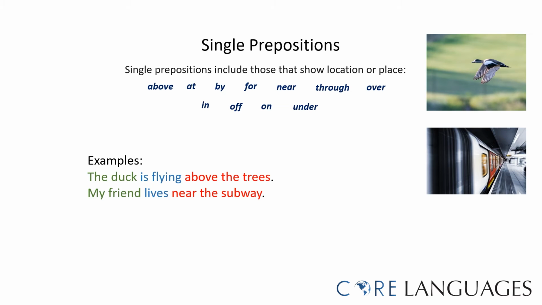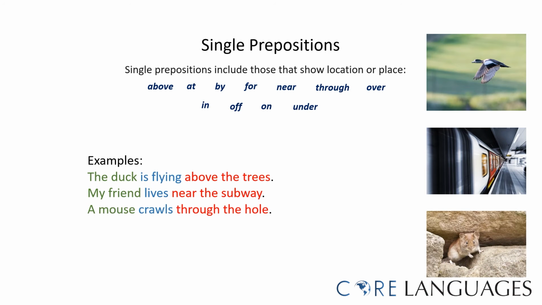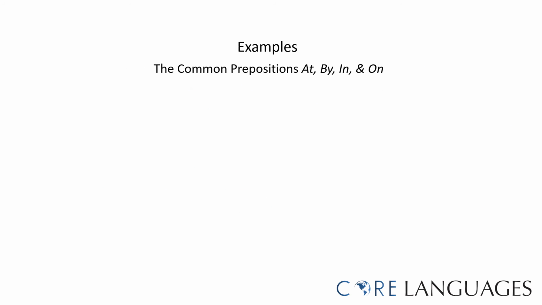My friend lives near the subway. Near is the preposition, and near the subway is the prepositional phrase. A mouse crawls through the hole. Through is the preposition, and through the hole is the prepositional phrase. The prepositions at, by, in, and on are some of the most commonly used prepositions in English. Here are examples of how they are often used.